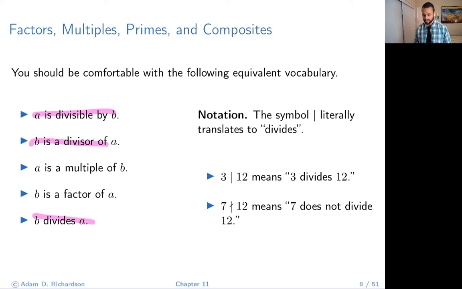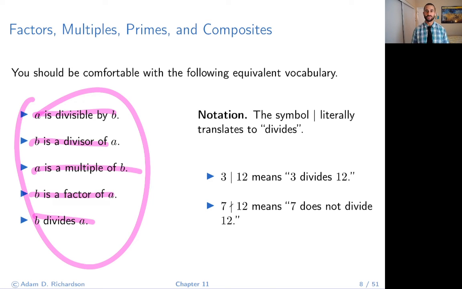But if A is divisible by B, then B must also be a factor of A. And if B is a factor of A, then B divides A. And if B divides A, then A is a multiple of B. And if A is a multiple of B, then B is a divisor of A, and A is divisible by B. These are all the same thing being said in 5 different ways.